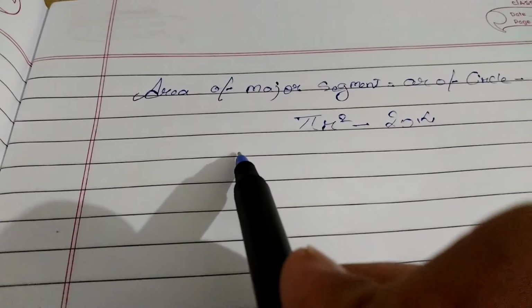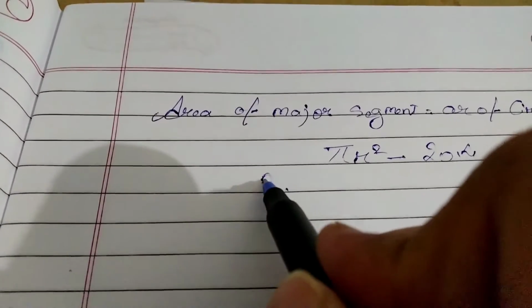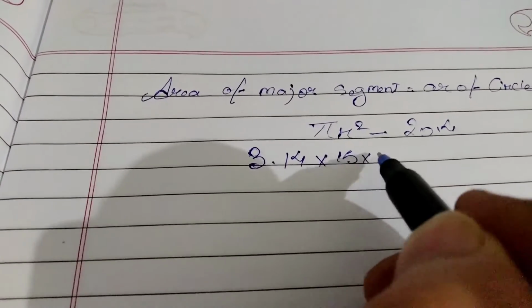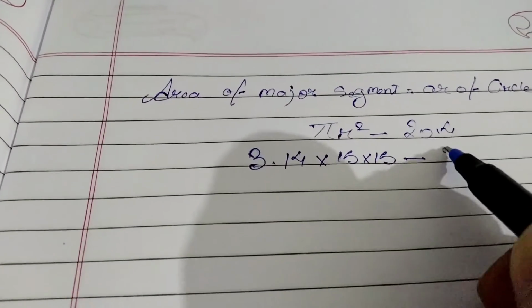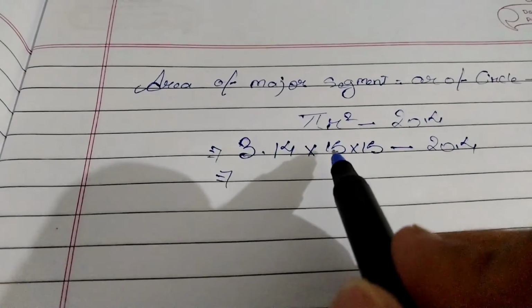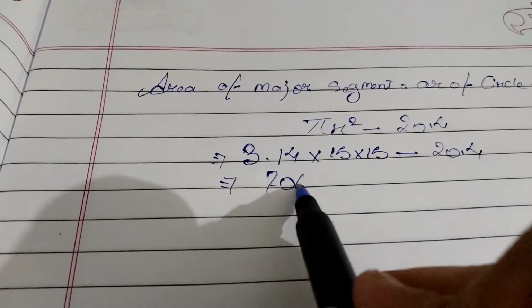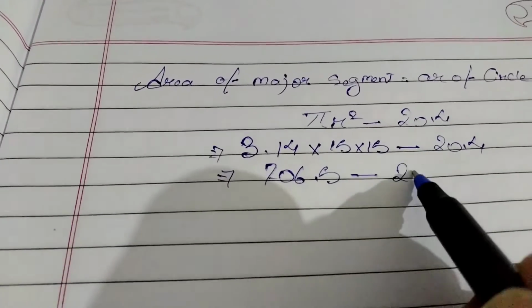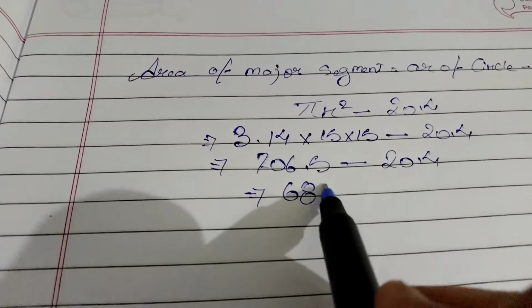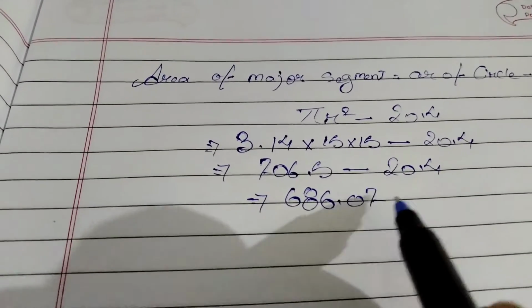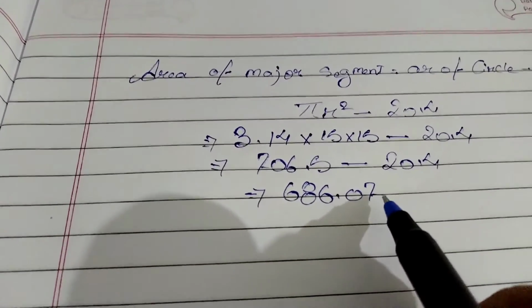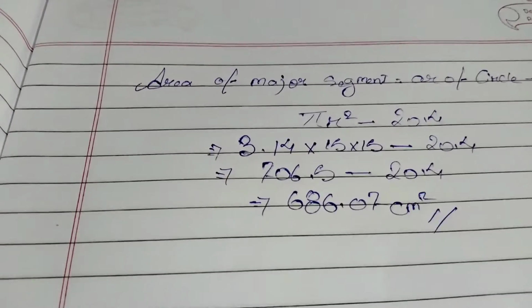Pi, the question tells us to take 3.14, into radius 15 into 15 minus 20.4. Okay, so multiply, you are going to get 706.5 minus 20.4. Subtract these two, and then you are going to get 686.07. After the point, it's not so important. If you don't write, you can write two digits after the point. Centimeter square. So this is your answer.